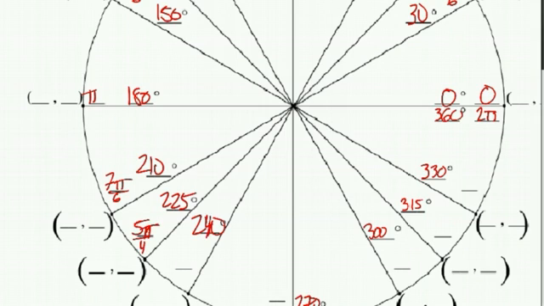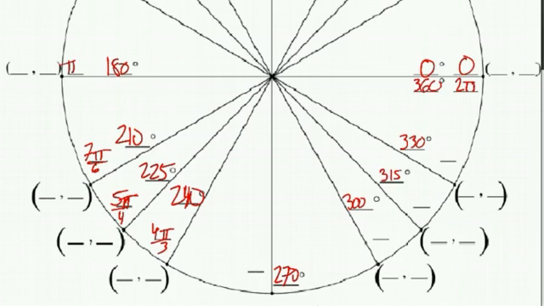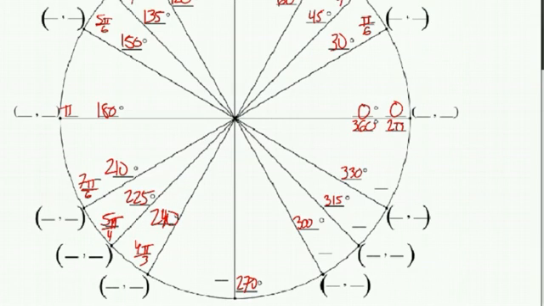240 degrees is 4 times larger than 60 degrees, so it's going to be 4 times pi over 3, 4 pi over 3. 270 is 3 times 90 degrees, so it's going to be 3 times pi over 2, in other words, 3 pi over 2.